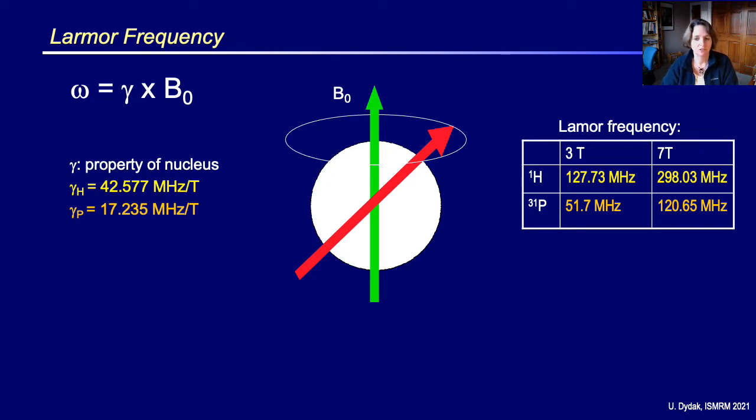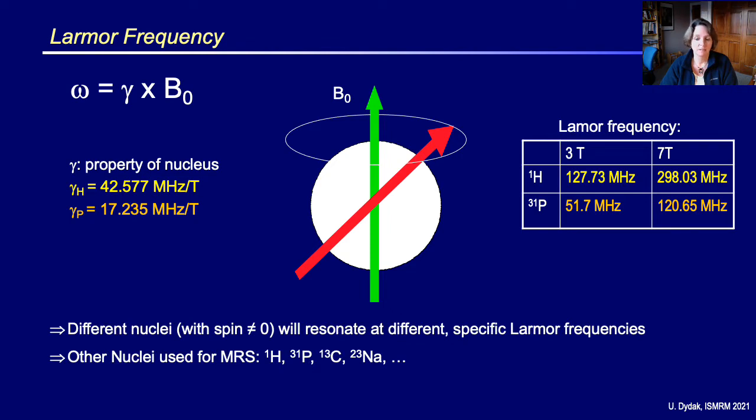Not only hydrogen nuclei give rise to MR detectable signal, there are many more. The main criteria is that the spin is non-zero and enough sensitivity to detect them in vivo. But typical examples you will find in the literature will include phosphorus 31, carbon 13, sodium 23. Each of these nuclei has a different gamma and thus will resonate at very different Larmor frequencies, requiring their own hardware for transmitting and receiving. But in this lecture, I will solely focus on proton MRS.